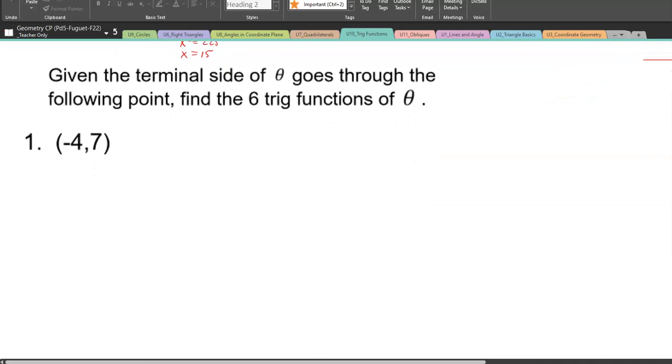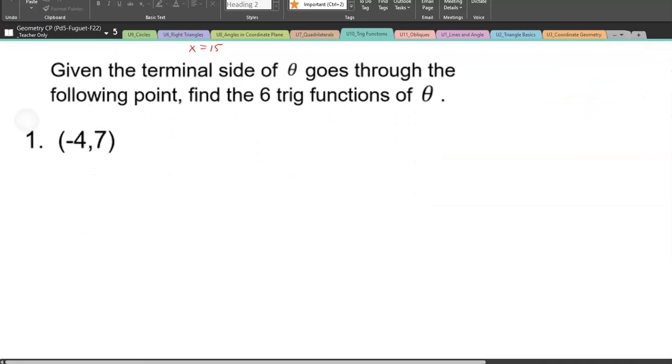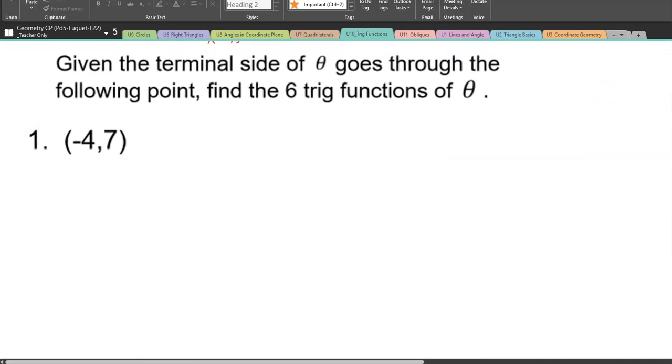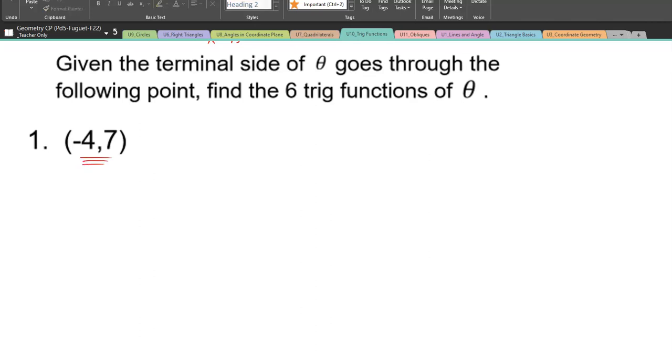So here we go. This is similar to 9 and 10. So given the terminal side that theta goes through the following point, let's find all 6 trig functions. So the first thing we need to do is we need to draw a picture. So negative 4, 7, because x is going to the left, y is going up. This is going to put me in quadrant 2.